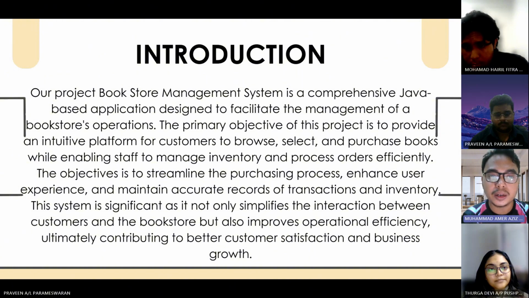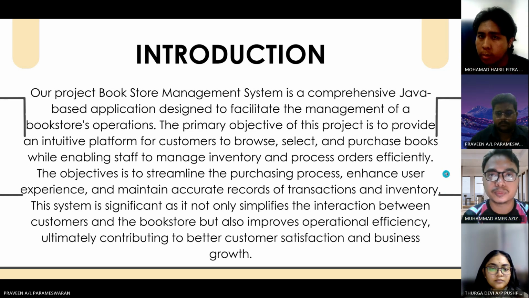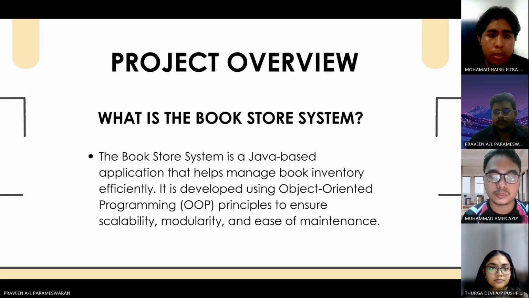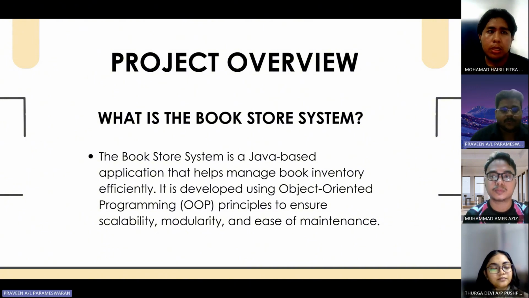The system is significant as it not only simplifies the interaction between customers and the bookstore, but also improves operational efficiency, ultimately contributing to better customer satisfaction and business growth. For the project overview, what is the bookstore system? The bookstore system is a Java-based application that helps manage book inventory efficiently. It is developed using object-oriented programming (OOP) principles to ensure scalability, modularity, and ease of maintenance.